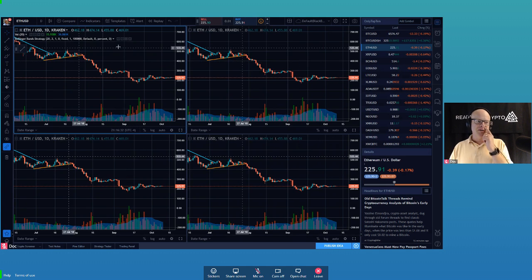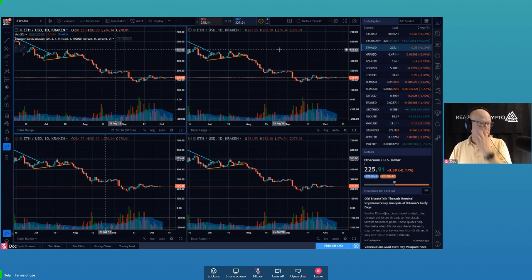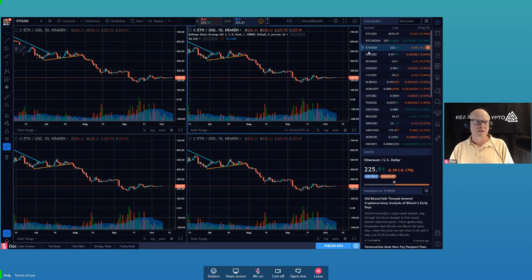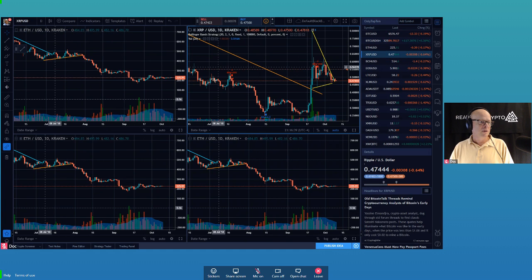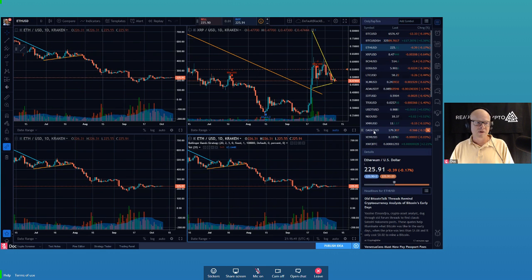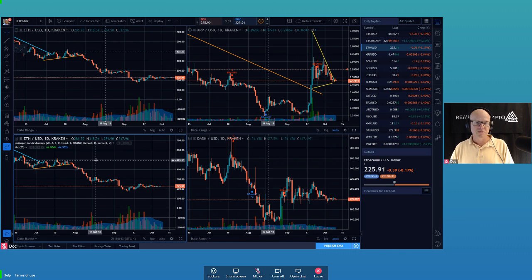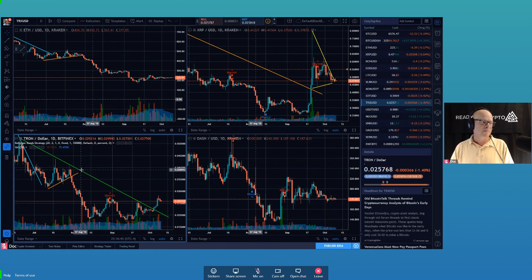And you can have these set differently. So this one can actually be like Ripple, and I can have this one set for Dash, and this one I can set for Tron, those kinds of things. So you can do all kinds of different things with the charts, which is fun.